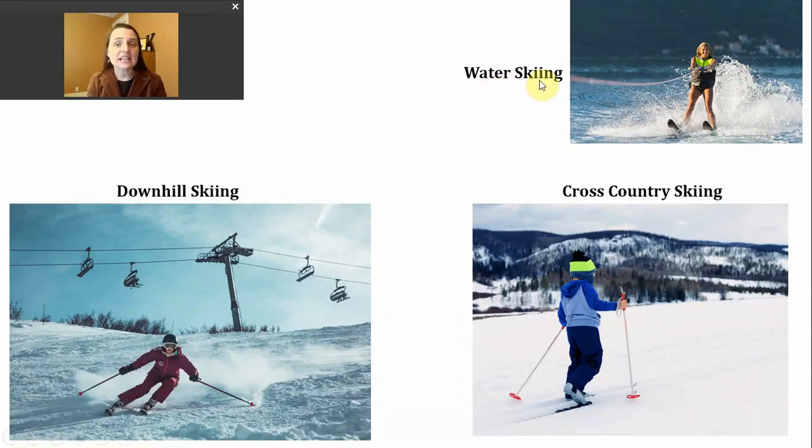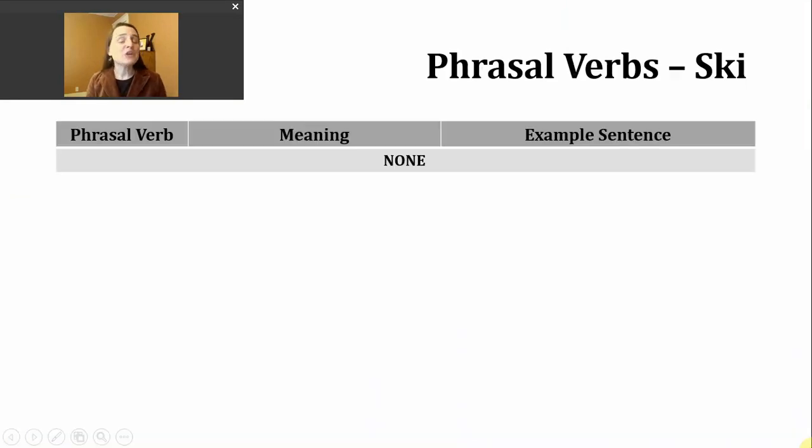And then lastly, skiing can happen in the summer as well. There is water skiing. Generally, someone is being pulled by a motor boat that can go kind of fast. And you can see here the person is standing up and gliding over the top of the water. You'll be happy to know I don't have any phrasal verbs or additional meanings for this verb.